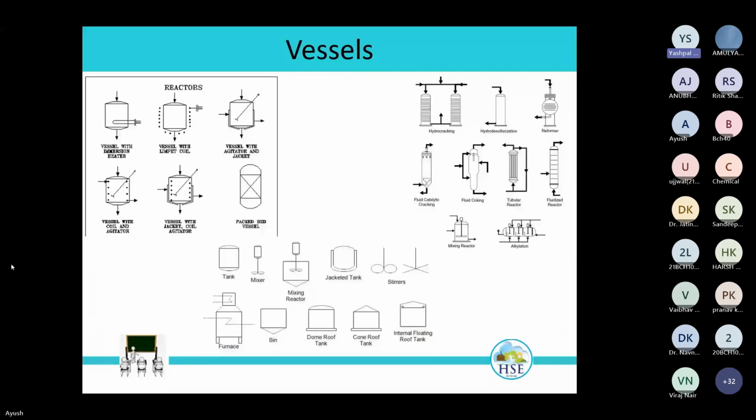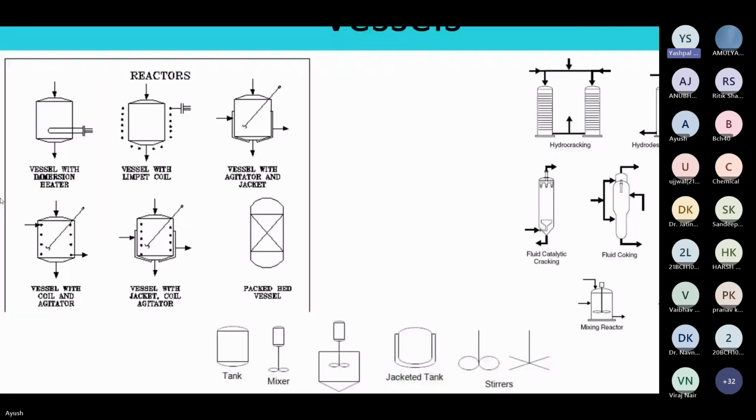Other vessels are reactors, which are very important in chemical processes. You can see different types of reactors. Normally you might have come across these reactors in your CRE, chemical reaction engineering. If we start from the left, vessel with a deodorization heater, vessel with limpet coil. Limpet coil means a utility facility or coil inside the equipment.